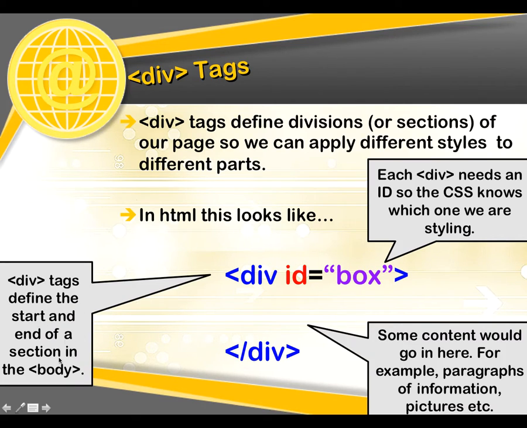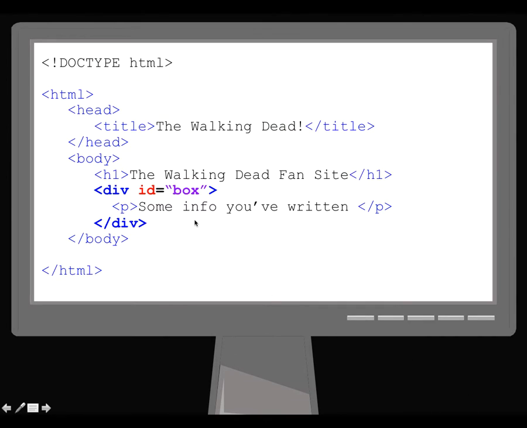The div tag is defined as start and end. So we have the start here and the end. It needs an ID so the CSS knows which one we're styling. Some content would go here, for paragraphs for example. Okay, so this is what it looks like. We had our basic web page here, and now we've added a new section called div ID box, and we just put in a little piece of text here.